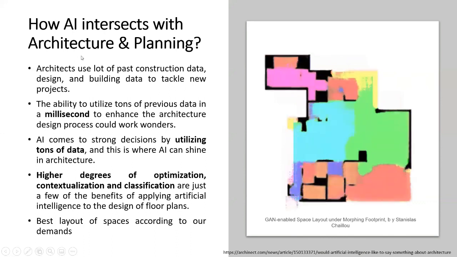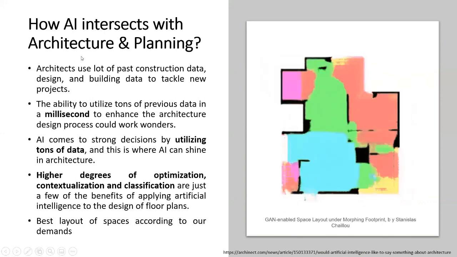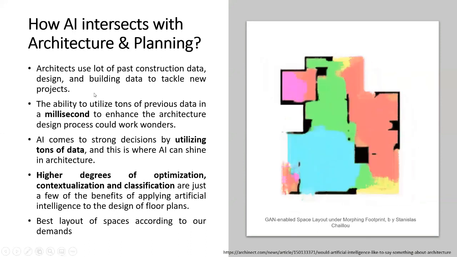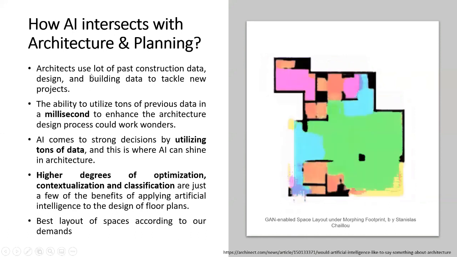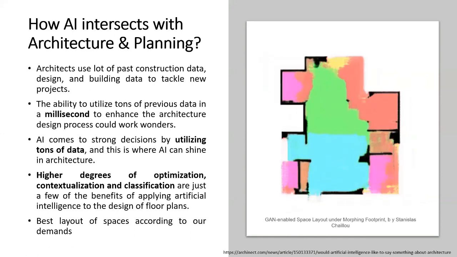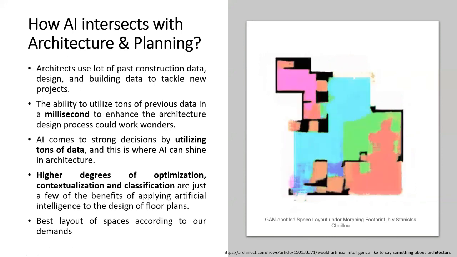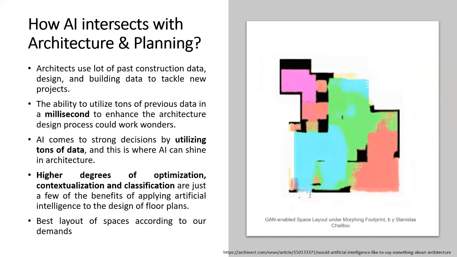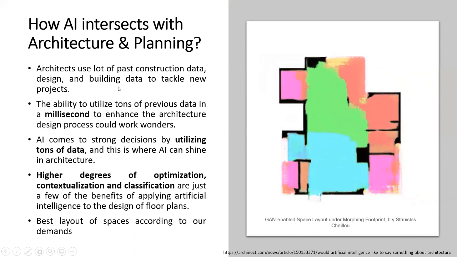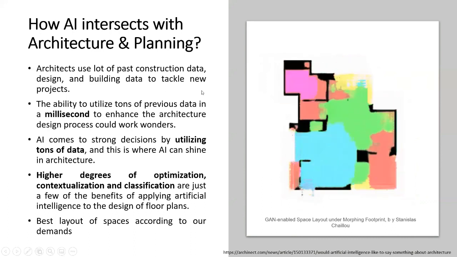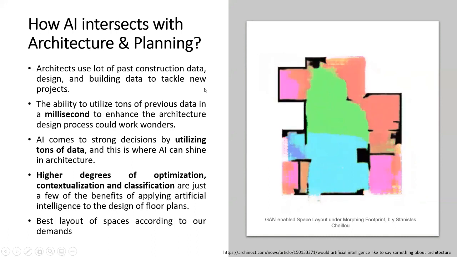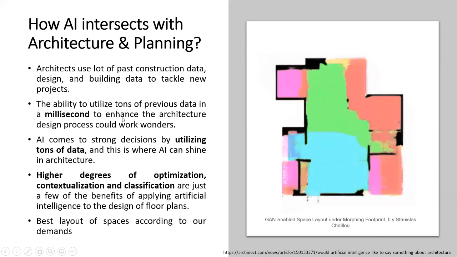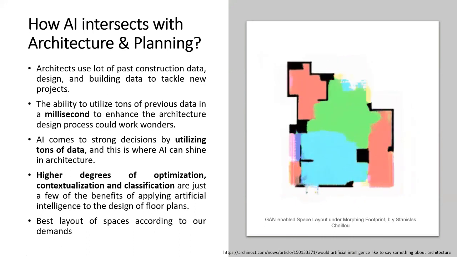So we understood what is artificial intelligence, what is machine learning, what is deep learning, but how does it intersect with architecture and planning? So when architects are designing a building, before designing a building, we see a lot of previous designs based on similar themes, a lot of past construction data, building data to tackle new projects. After doing proper research only, we start to design a building. And for doing this kind of research, it takes a lot of time.